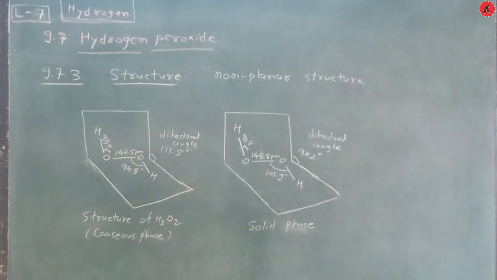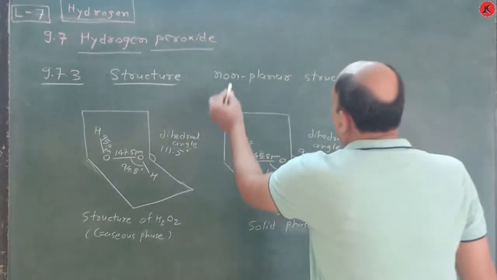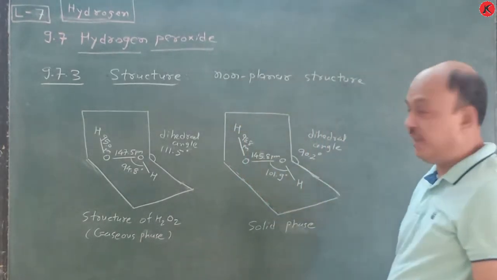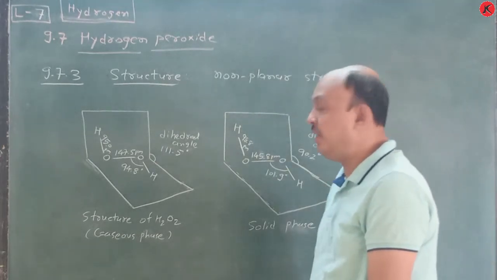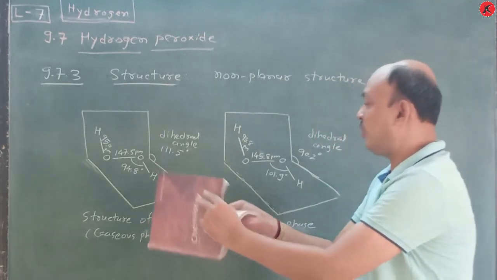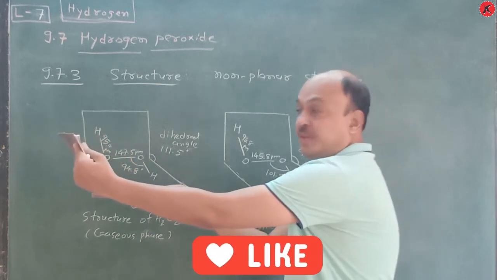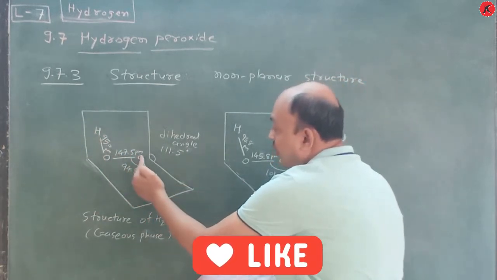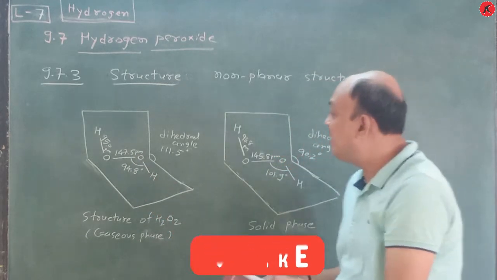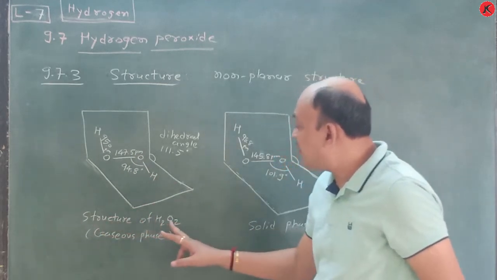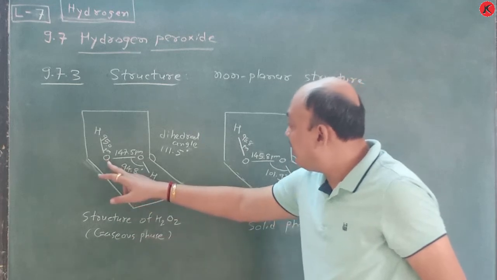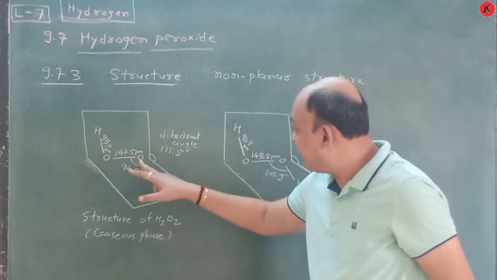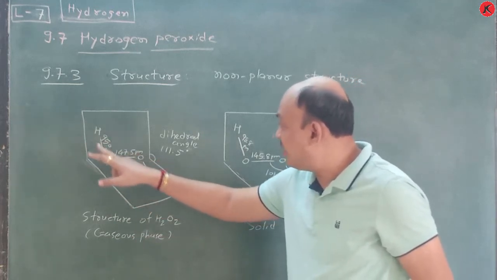Now here is the hydrogen peroxide structure, a non-planar structure. Remember, this is a non-planar structure. There is no plane, but it is just like an open book, just like this way. Just you see, an open book is there, and this structure is H, O, O, and H. That means in the structure of H2O2 in the gaseous phase, oxygens are in a straight line, and then this hydrogen and this hydrogen.